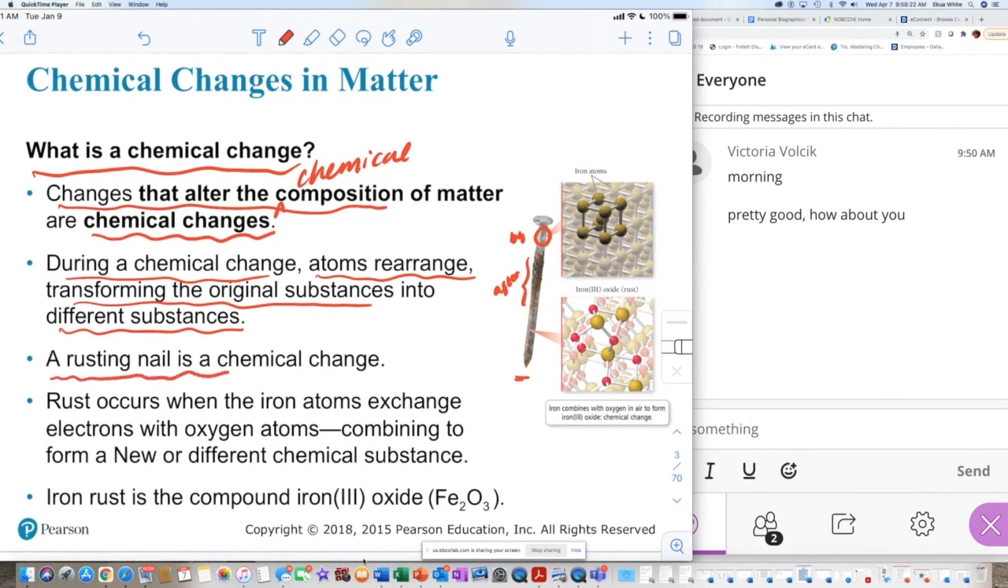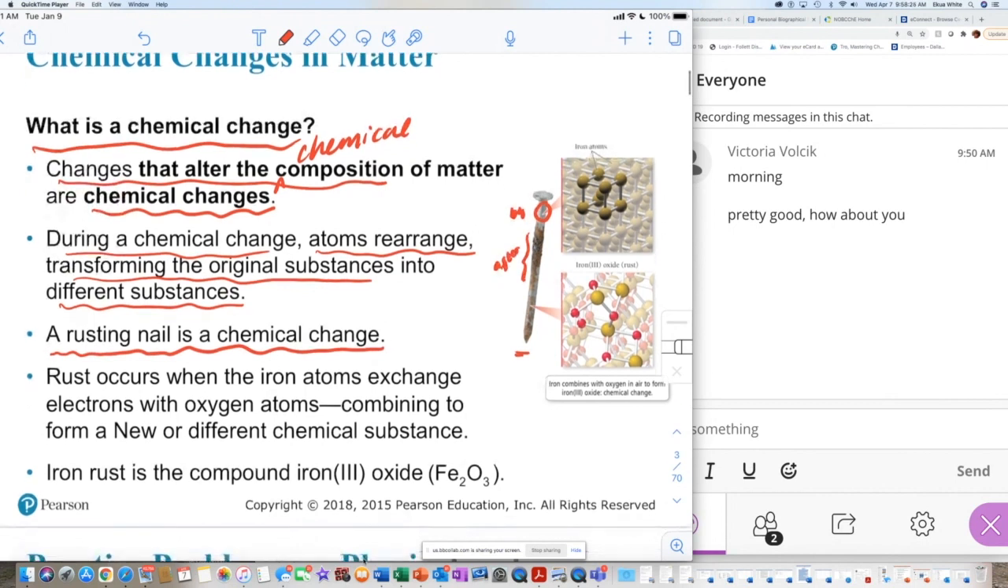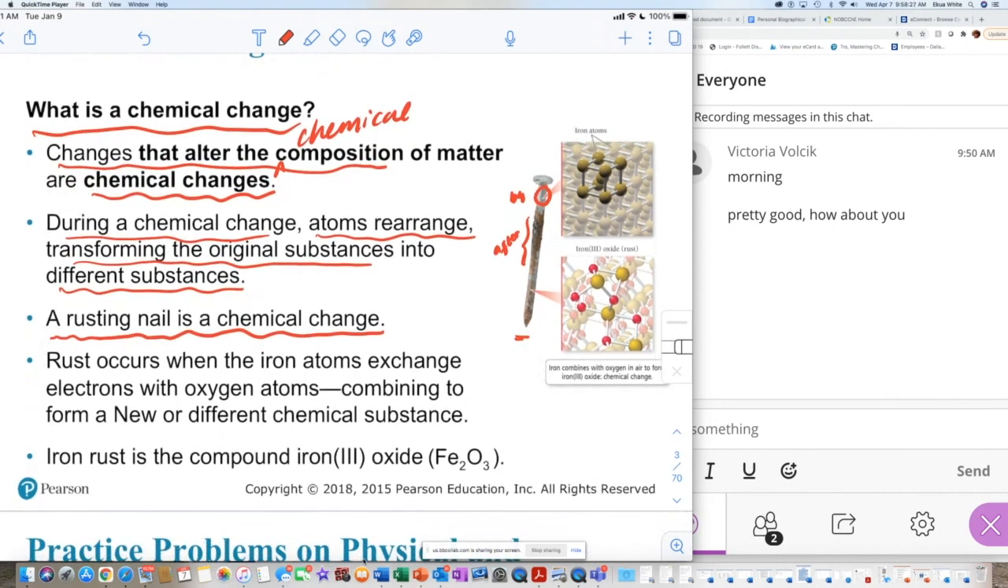Example here is rusting of the nail. So you have a brand new nail that is not coated with a protectant. And if that happens, as time goes by, you have moisture from the atmosphere, you have oxygen, and the nail that just used to be iron reacts with the oxygen from the atmosphere with the help of moisture. And now it forms iron 3 oxide. Iron 3 oxide is the chemical name of rust.